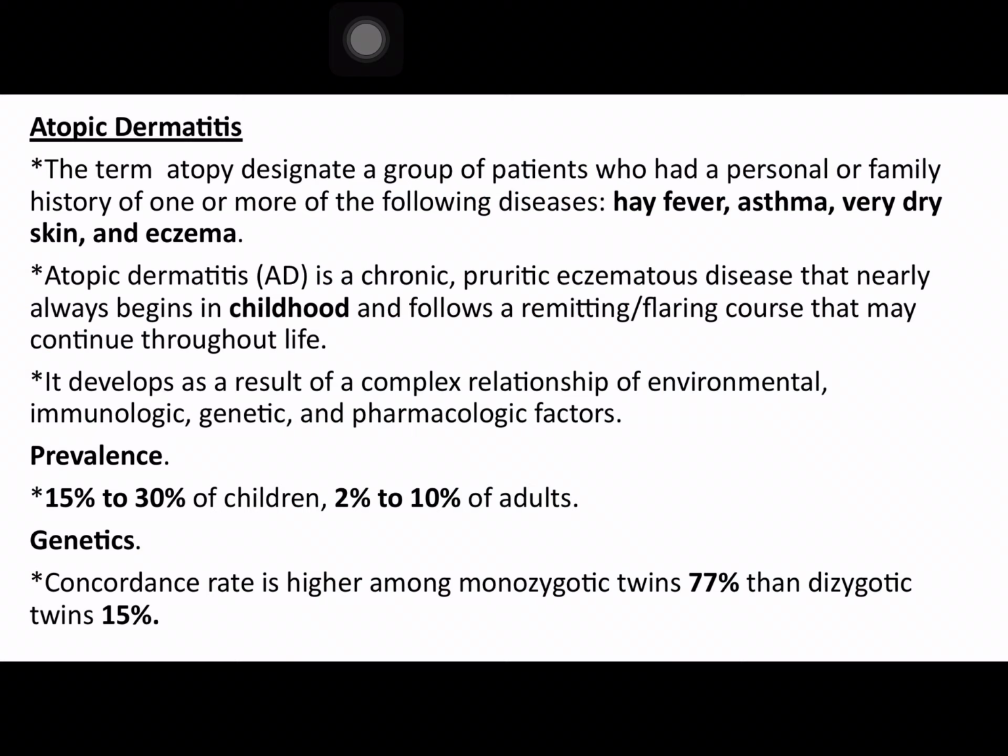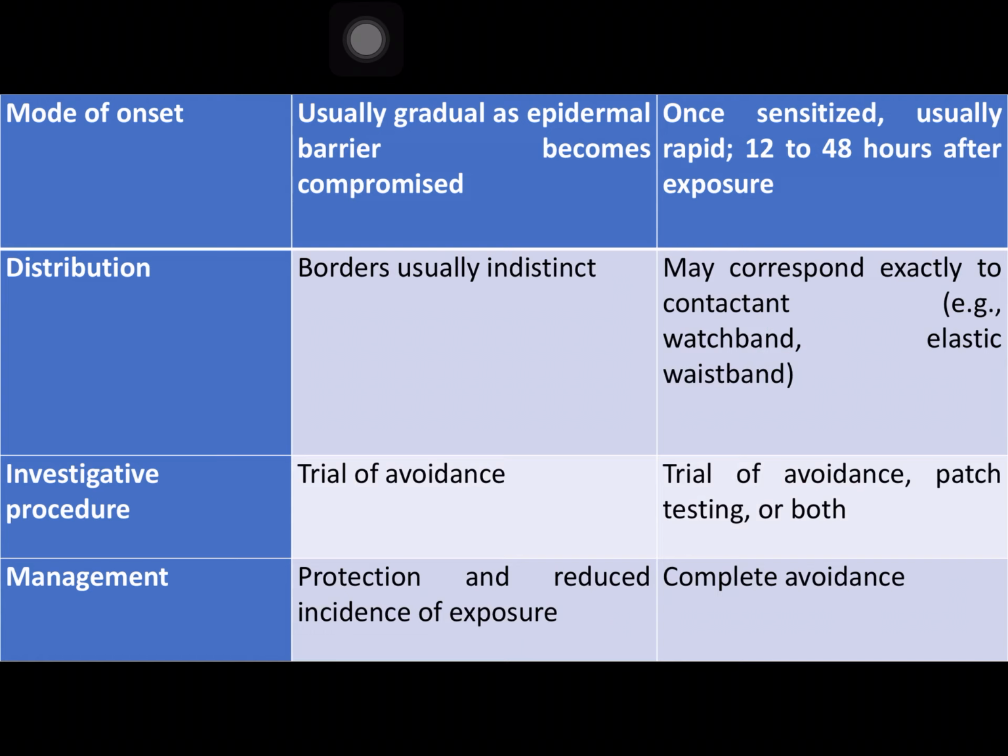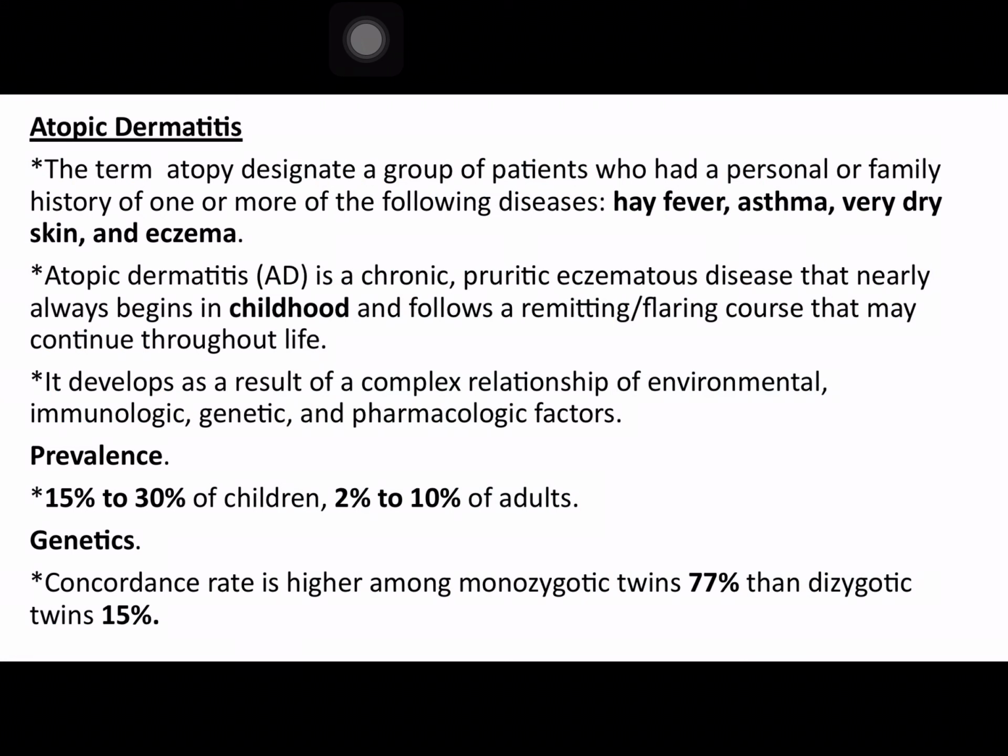The term atopy designates a group of patients who have a personal or family history of one of the important diseases: hay fever, asthma, very dry skin, and eczema. Atopic dermatitis simply means a chronic pruritic eczematous disease, usually beginning in childhood, following a remitting and relapsing course, and continuing throughout life mainly. It develops as a result of a relationship between environmental, immunologic, genetic, and pharmacologic factors. Prevalence is common, affecting 15 to 30% of children and 2 to 10% of adults.